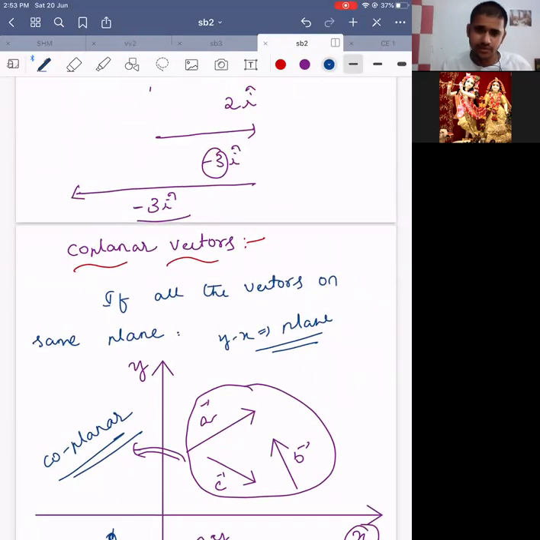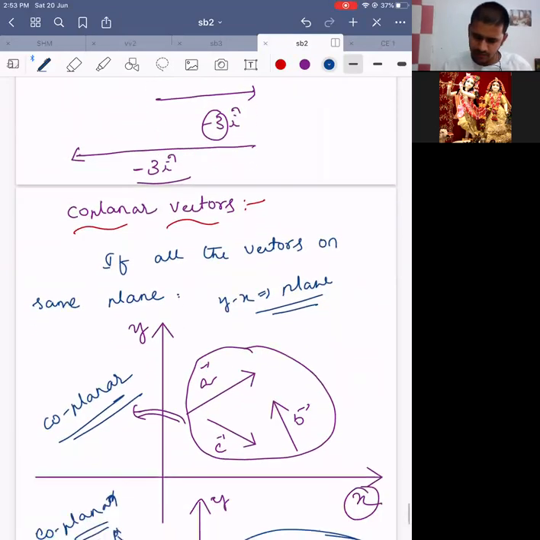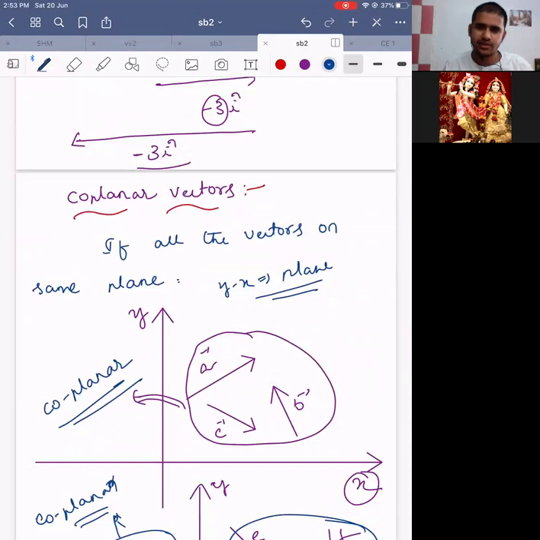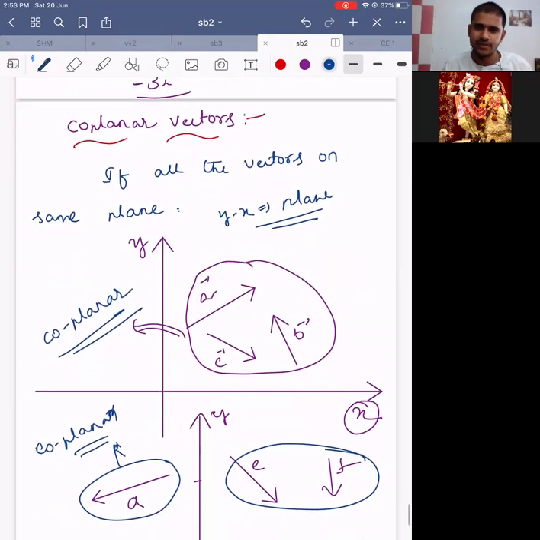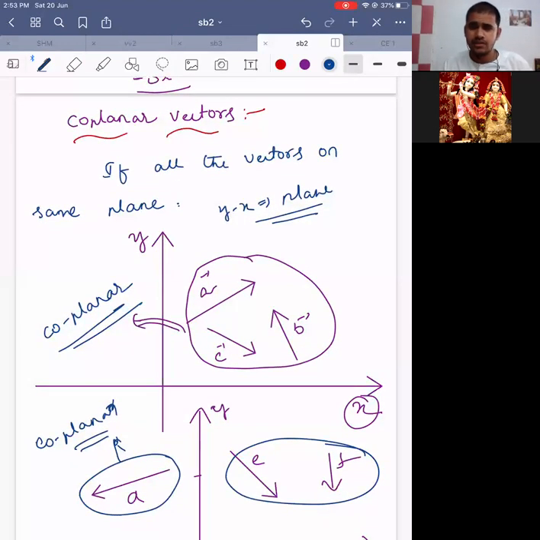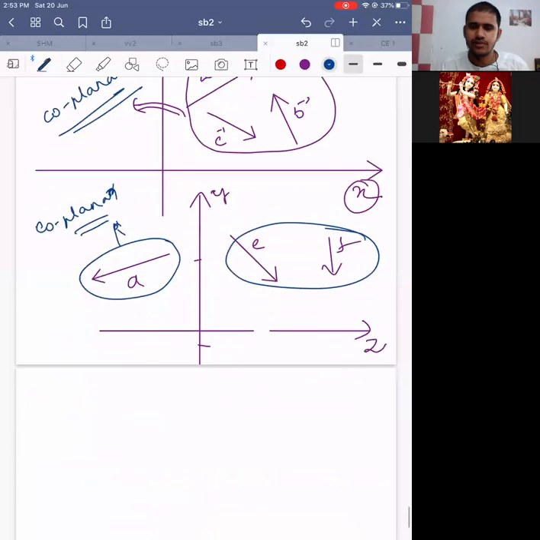If all the vectors come in the same plane, these are all called coplanar vectors. Note down. This is done. Coplanar vectors. Seema, plane means only two axes should be there. Only two axes, not more than that or less. Non-coplanar: if the vectors are not in the same plane, they are not coplanar vectors.